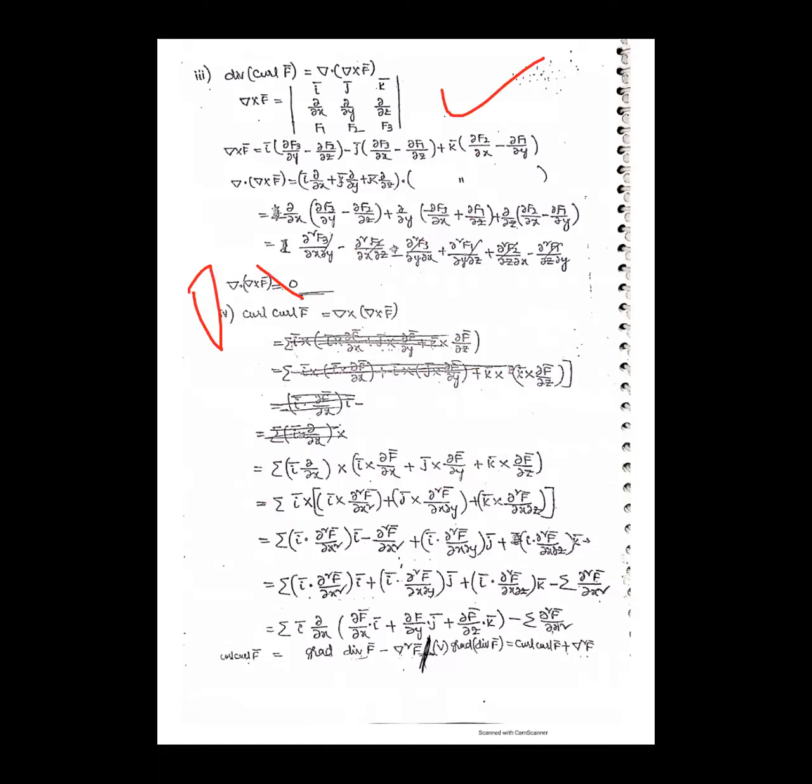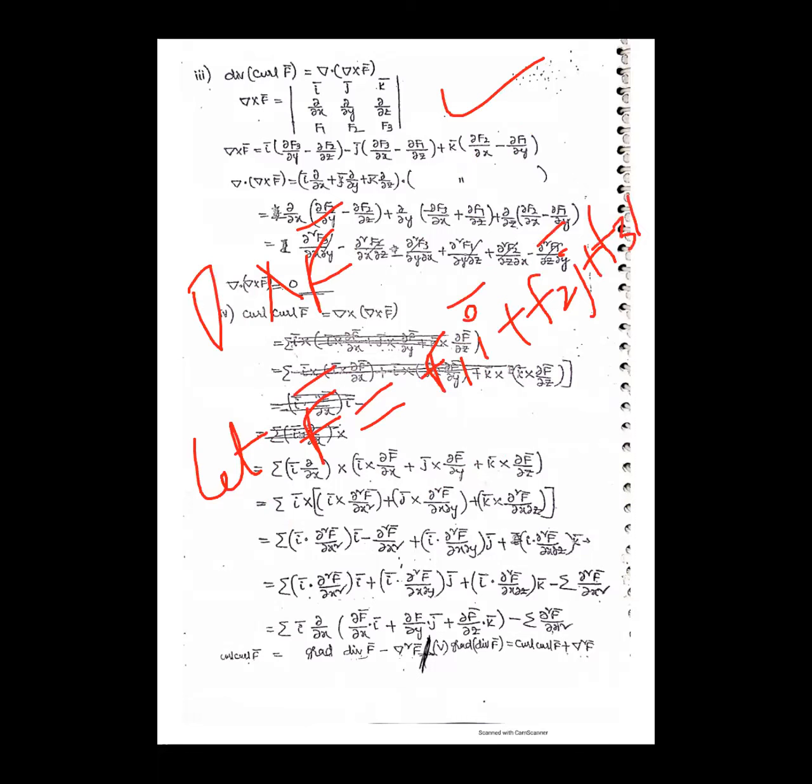So del cross f bar. Here capital F bar is a vector but not given a vector value. So let us assume capital F bar equals f1 i bar, f2 j bar, f3 k bar. We assume that capital F is a vector. So f bar equals f1 i bar plus f2 j bar plus f3 k bar, for finding that value.